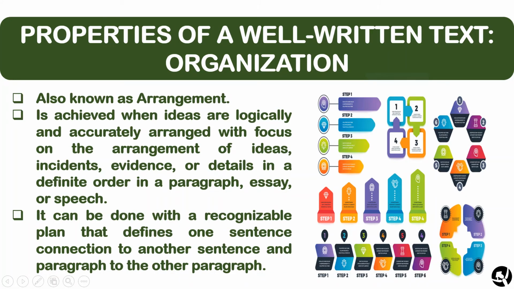Properties of a well-written text: organization. When ideas are organized well, a text can achieve coherence, cohesion, and unity. When we say coherence, this occurs when ideas are connected at a conceptual level. When we say cohesion, this is where sentences are connected at the sentence level. And when we say unity, this is achieved when a composition contains one focused idea.